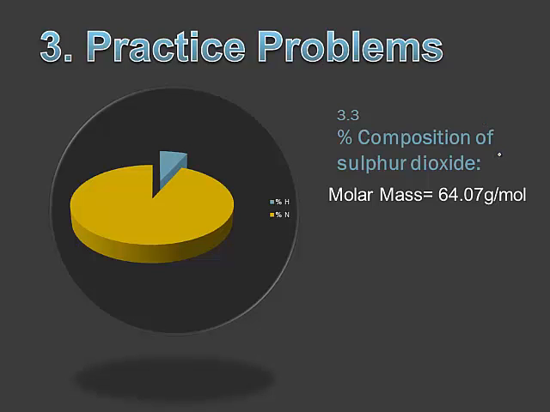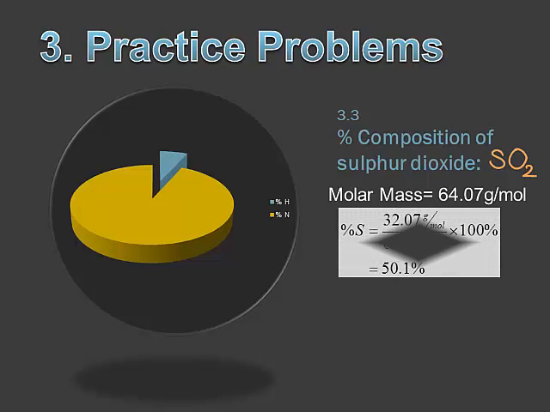Sulfur dioxide has a formula of S. If it doesn't have a prefix on the first one, it's just a 1. And dioxide means that there's 2 oxygens. So looking at the percentage, I know that there's 1 times the mass of sulfur, 32.07 grams per mole, of the entire molecule's mass, which is 64.07, and multiplying that by 100, I get 50.1%.